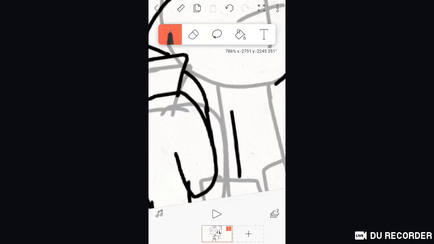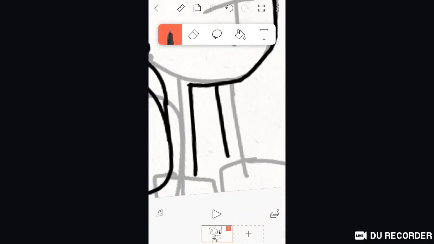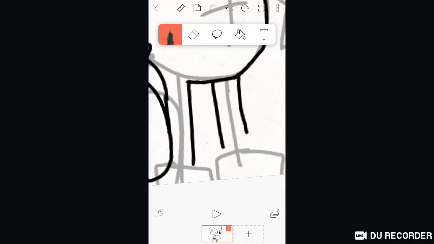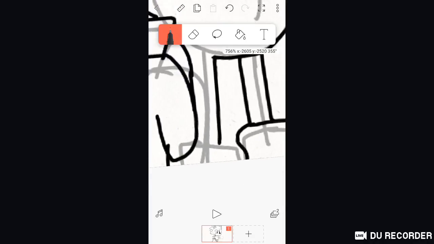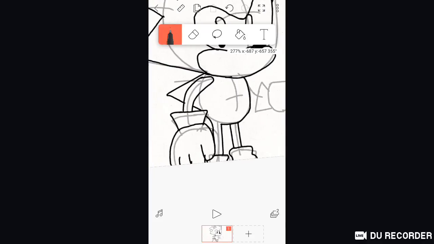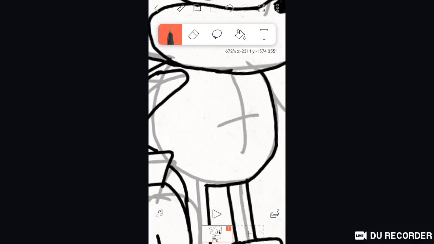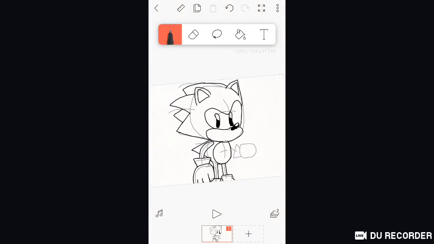And usually it curves with the legs right here. And so far it's looking good, I hope. And with the socks and the shoes, it's up to you guys. I just like to curve it when it goes like that. And so far that's what we got.